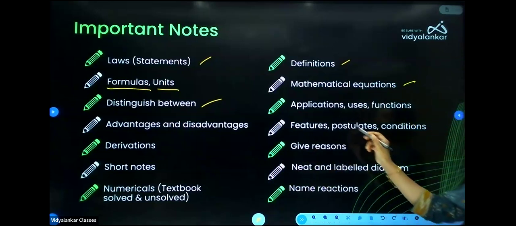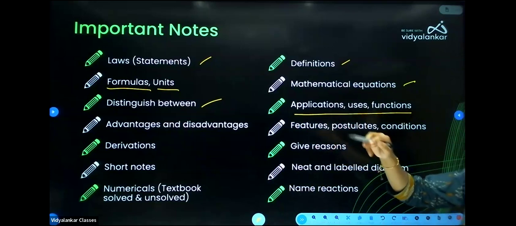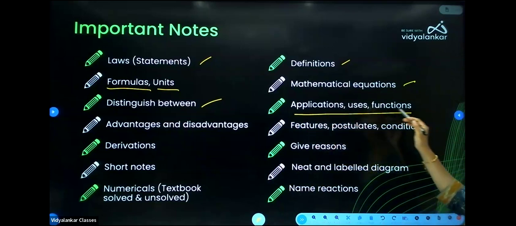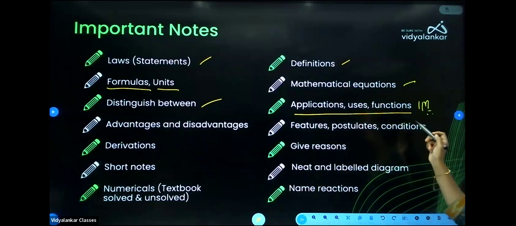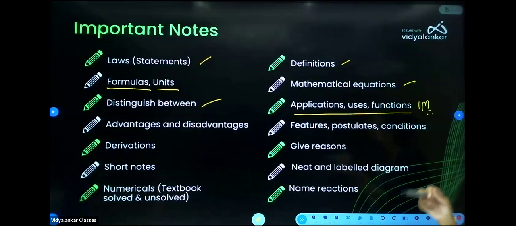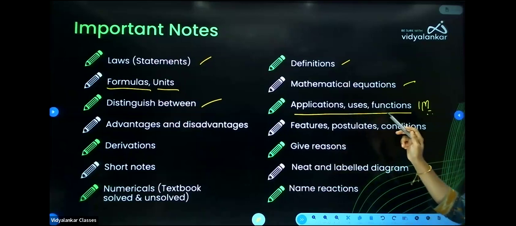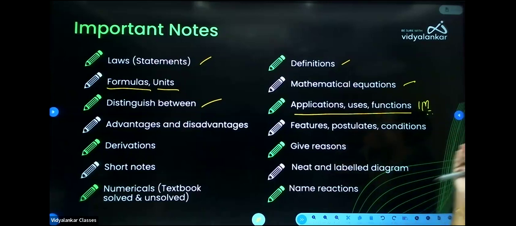After that, next, yes, this is again compulsory. You may get asked to write applications, either uses, either functions for 1 mark. Mostly these questions you find for 1 mark. So these are very short answer type of question. Do not skip, read textbook properly. Wherever applications are given, uses are given, functions are given, at least try to do 2 points of each of these. This will definitely help you to score better.